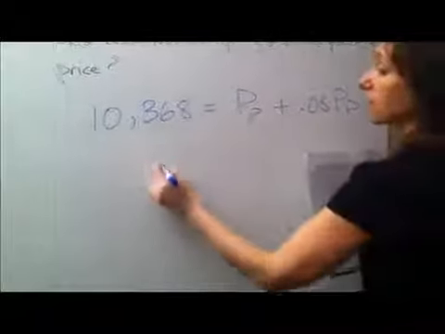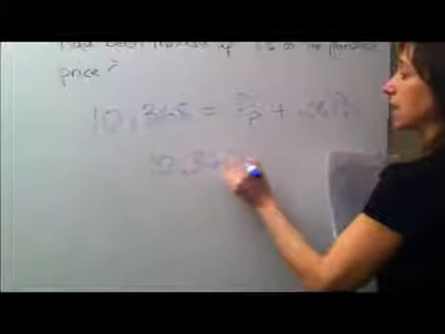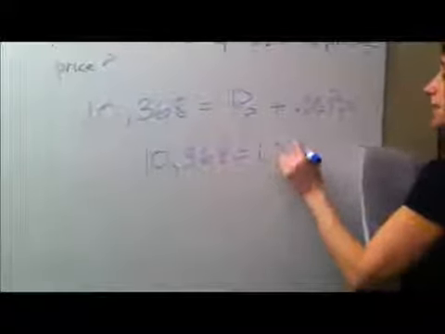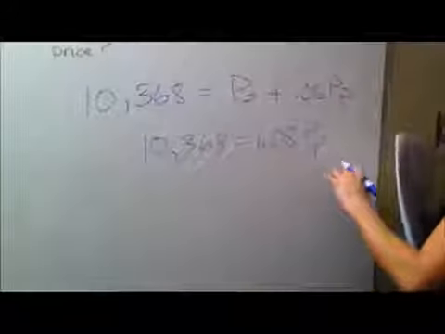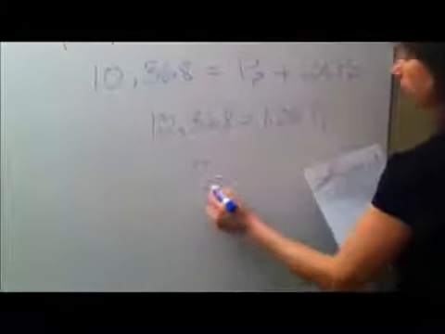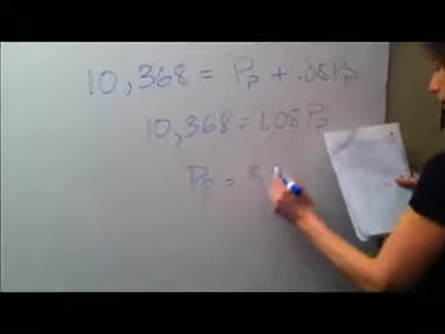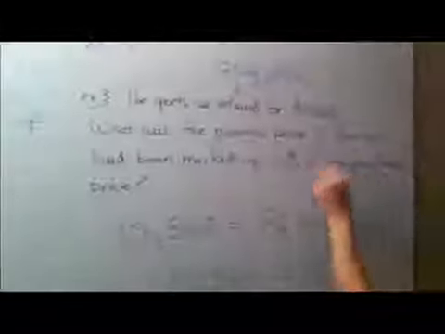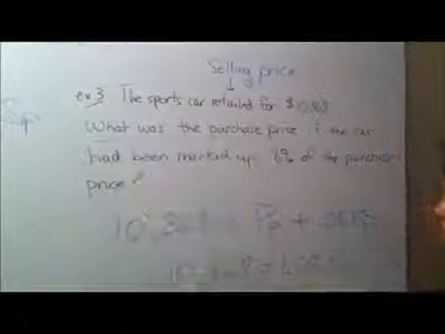And we're going to do the same thing. 10,368 equals 1.08 times the purchase price. Divide both sides by 1.08, and we're going to get the purchase price is $9,600. And what did they ask? What was the purchase price? And so we got the purchase price and we're done. That's it. Okay.